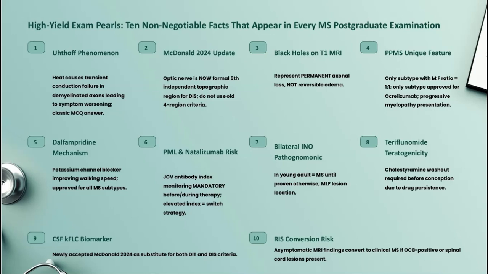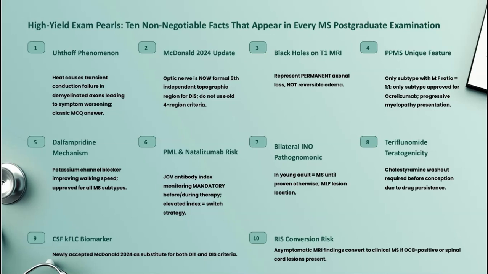Uthoff phenomenon refers to transient worsening of neurological symptoms with heat due to impaired conduction in demyelinated axons. The 2024 McDonald update: the optic nerve is now a formal independent region for dissemination in space. Black holes on T1 MRI indicate permanent axonal damage, not transient edema. Primary progressive MS is unique because it presents with steady progression from onset and has a roughly equal male-to-female ratio. Dalfampridine improves walking by blocking potassium channels and improving conduction.